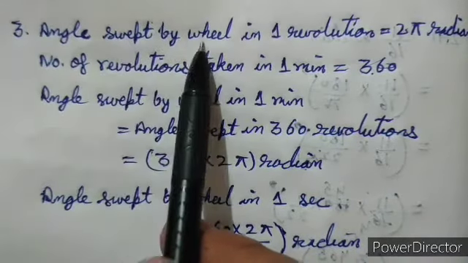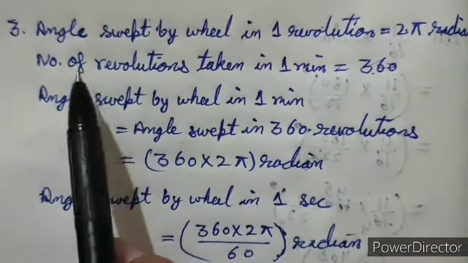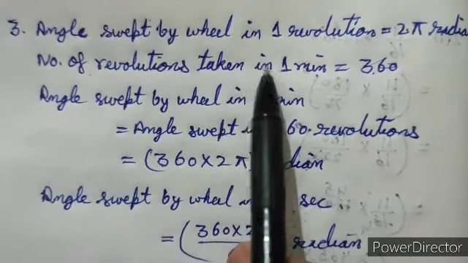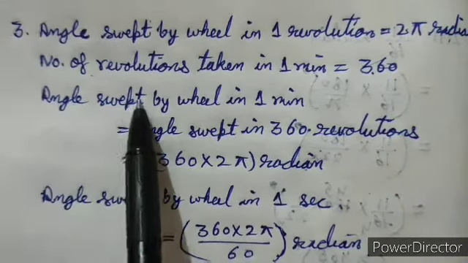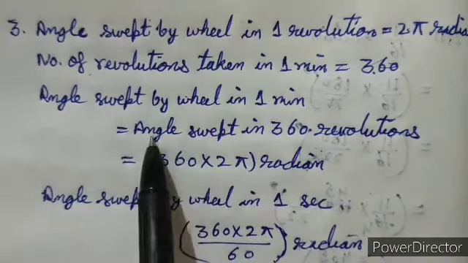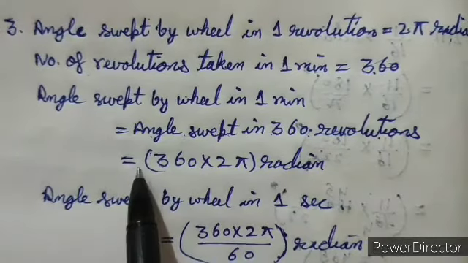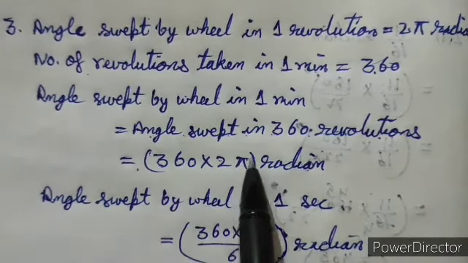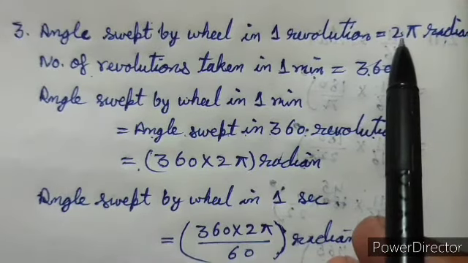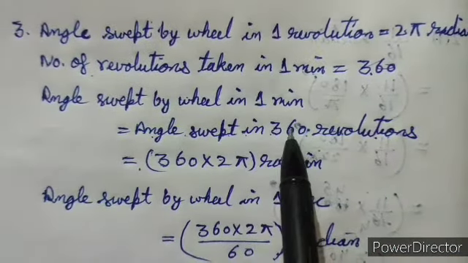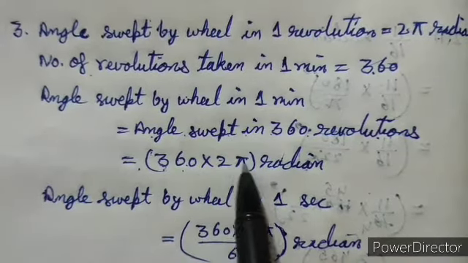As angle swept by the wheel in 1 revolution will be equal to 2 pi radian, and number of revolutions taken by wheel in 1 minute is equal to 360. So angle swept by wheel in 1 minute will be equal to angle swept in 360 revolutions, and that is equal to 360 into 2 pi radian, as in 1 revolution it sweeps angle of 2 pi radian. So in 360 revolutions it will sweep the angle of 360 into 2 pi radian.